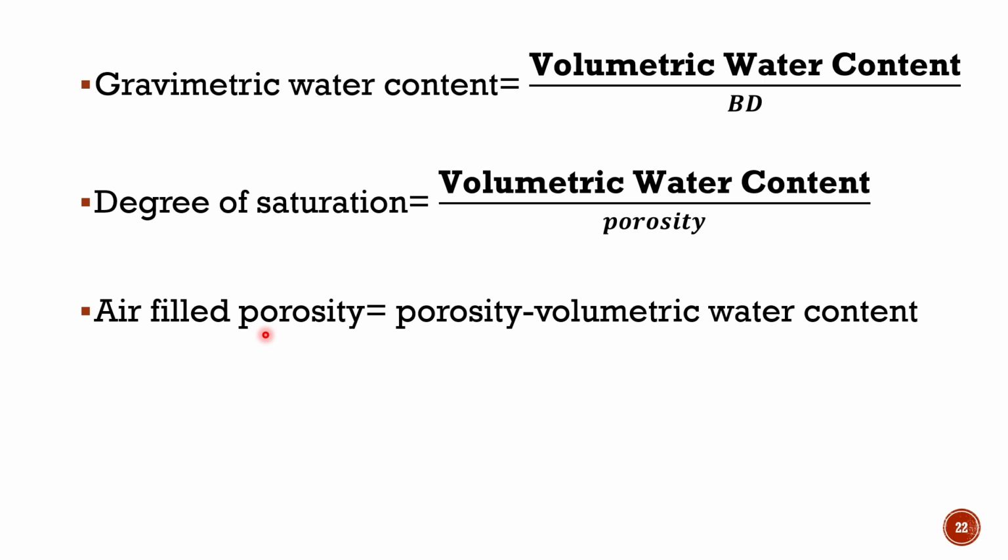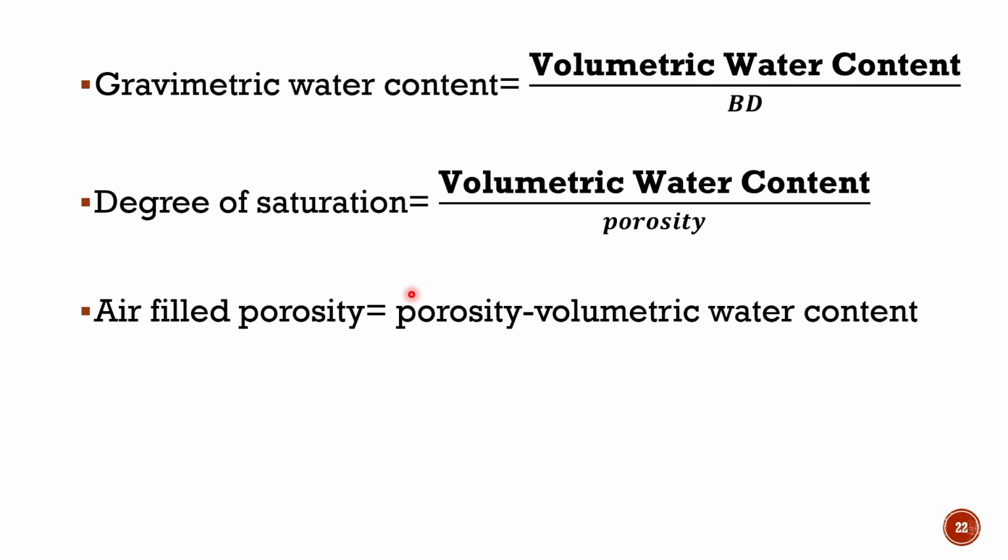Okay. While teaching that, I forgot to tell that if we subtract the volumetric water content from porosity, we will get air-filled porosity. Because in actual soil, 50% is the solid space and 50% is pores. So out of 50% pores, half is filled with air and half is filled with water.